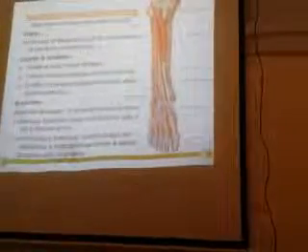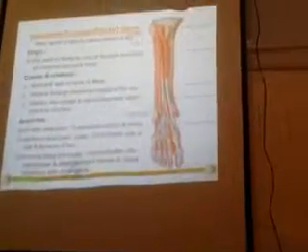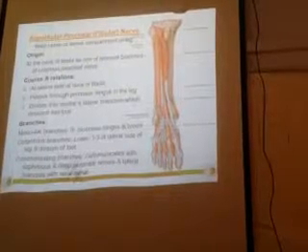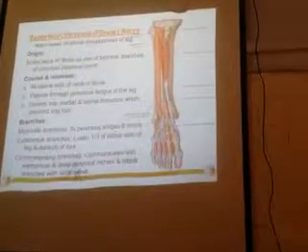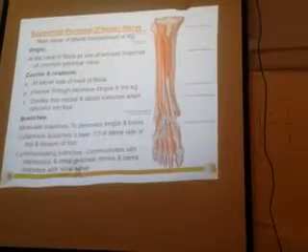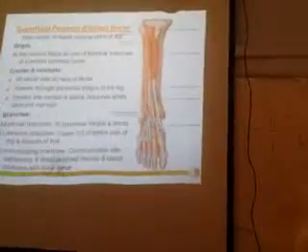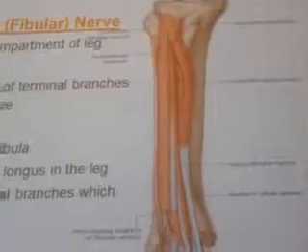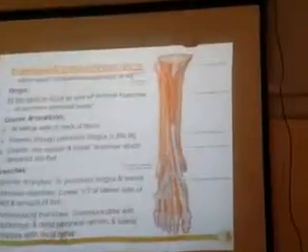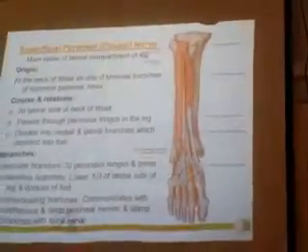Coming to the nerves, we have to know something about these nerves. We already know some of the features. One is the superficial peroneal nerve. This is the superficial peroneal nerve, which is supplying the lateral compartment, so it is the main nerve of the lateral compartment. Origin is at the neck of the fibula from the division of the common peroneal nerve.